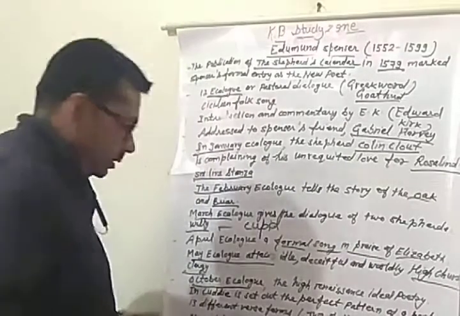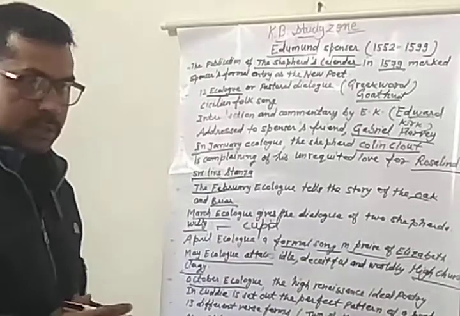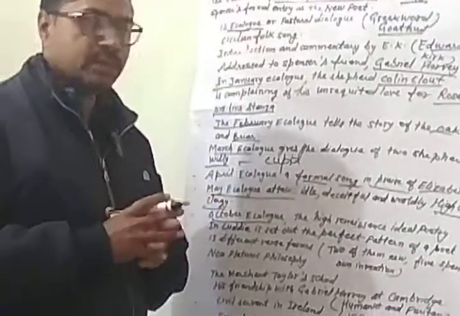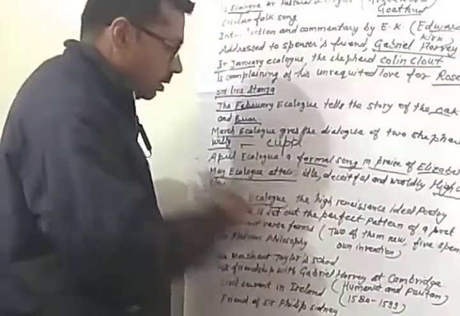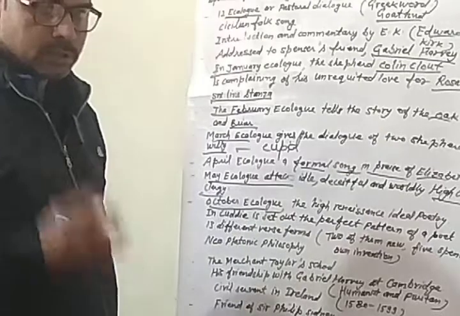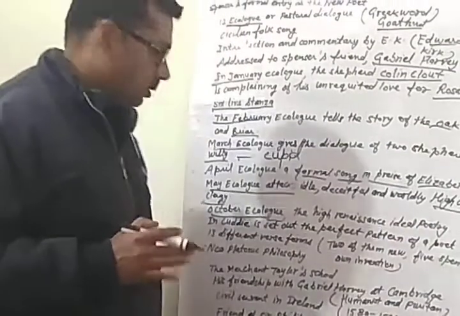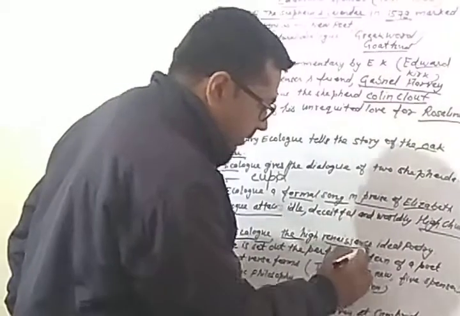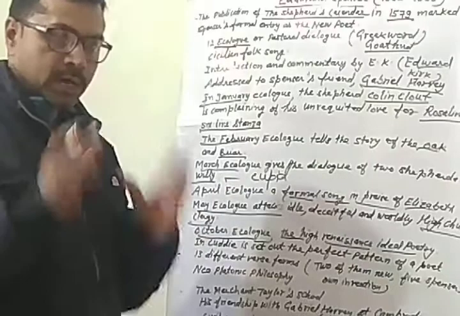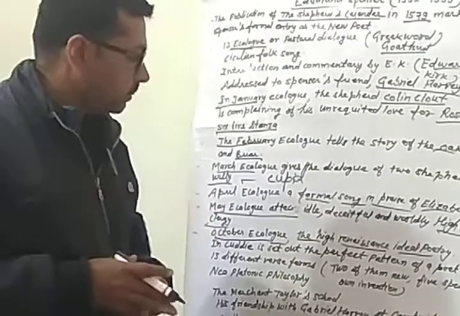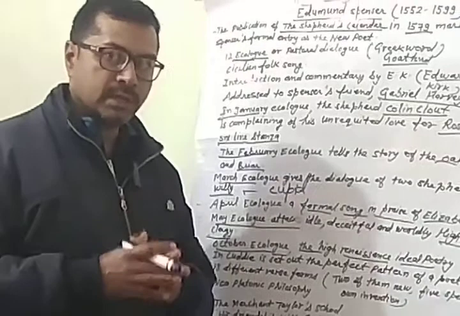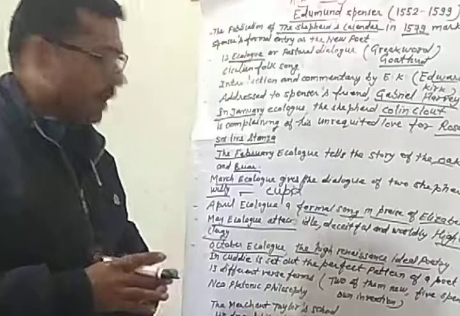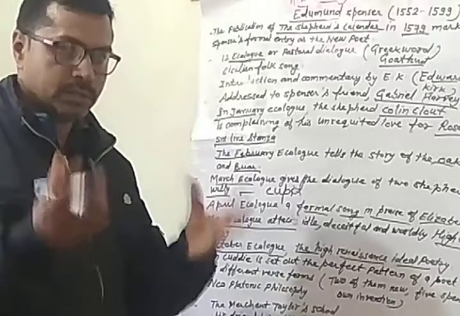And so far as the 12 eclogues of The Shepherd's Calendar are concerned, the most important eclogue is called the October eclogue. The October eclogue is the most important eclogue of The Shepherd's Calendar, and it presents the high Renaissance ideal of poetry. What should be ideal and perfect poetry, and what should be the high Renaissance characteristics of ideal poetry, the poet discusses all these things.